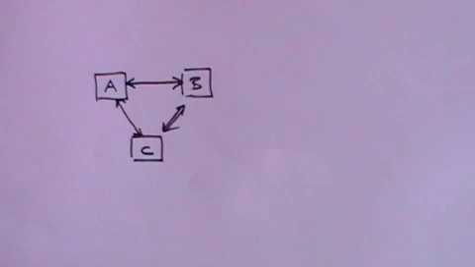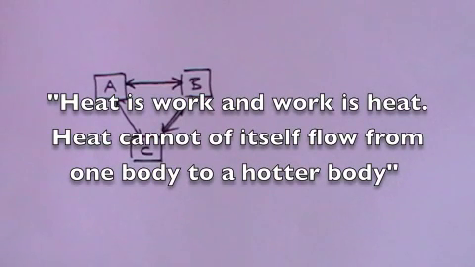and hence in thermal equilibrium. There was a very well-known song in the 1960s by a popular singing duo called Flanders and Swan. They wrote songs about the most unlikeliest of subjects, and one of them was about thermodynamics. And their great song was that heat is work and work is heat. Heat cannot of itself flow from one body to a hotter body. And those are simply just the two expressions of the first and second laws of thermodynamics.